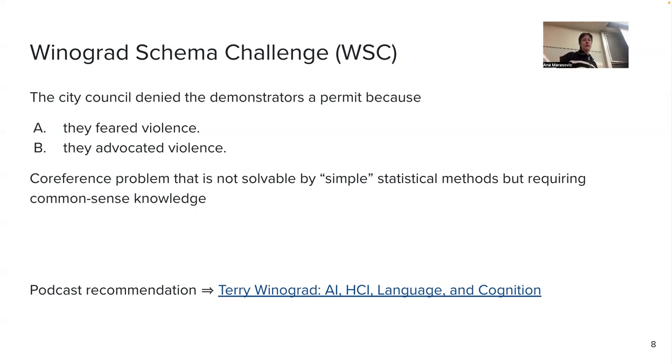So Winograd's schema challenge requires you to do coreference with also common sense knowledge. You can understand these sentences only if you have not only coreference abilities, but also common sense knowledge. Here is an example: the city council denied the demonstrators a permit because they feared violence or they advocated violence. Can you tell me which one of these options is a correct interpretation?